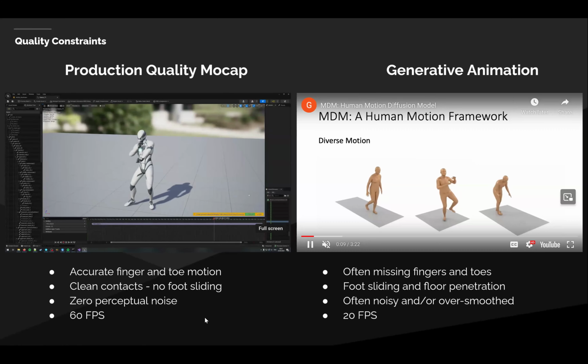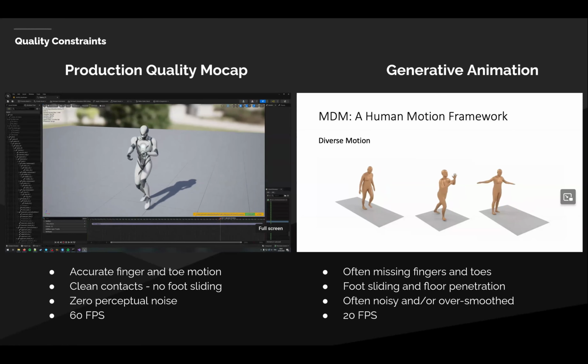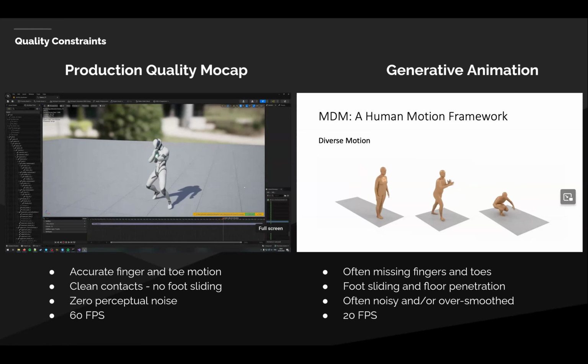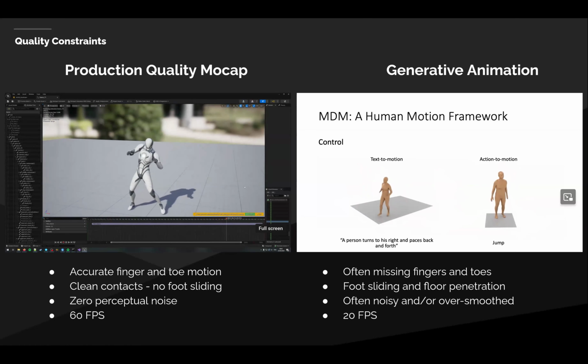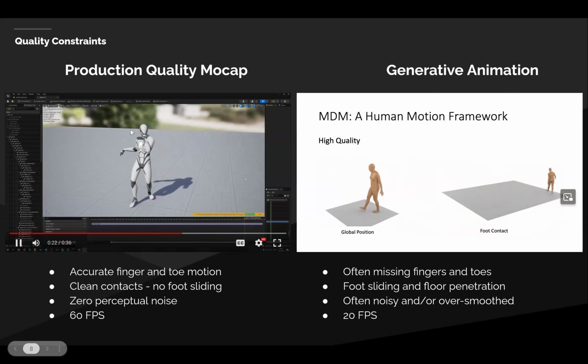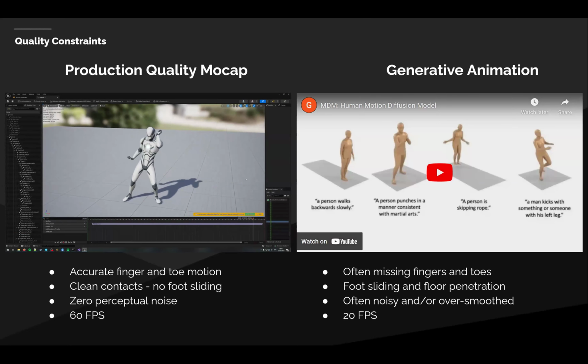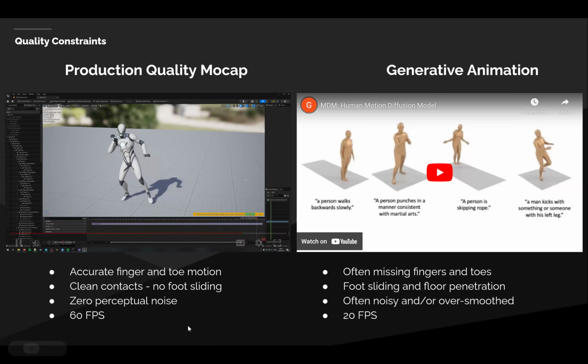If we compare that to lots of the work on generative animation, often we're missing fingers and toes. We have some foot sliding or penetration. We either have noise or we have over smoothing. And sometimes the frame rate can be quite low as well, as low as 20 FPS. So there's a big difference between these two levels of quality. And trying to hit the quality bar on the left is really challenging because that's what animators and players expect in the game.